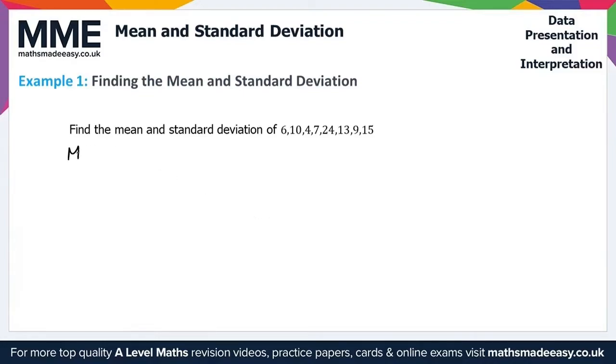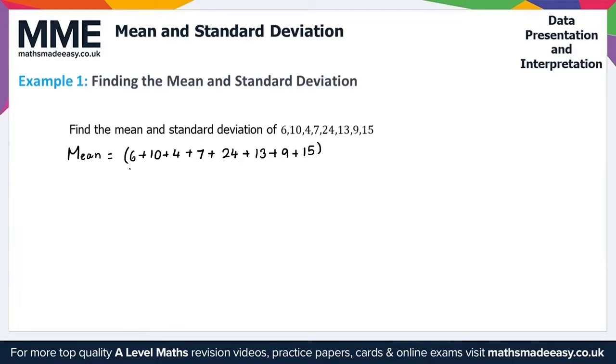So for the mean here, all we simply need to do is take the sum of these numbers here and divide it by the total amount of numbers. In this case here we've got 8 numbers, so all we need to do is add all these values together and divide the sum by 8. So in that case here, the mean is simply going to be 6 plus 10 plus 4 plus 7 plus 24 plus 13 plus 9 and finally plus 15 here.